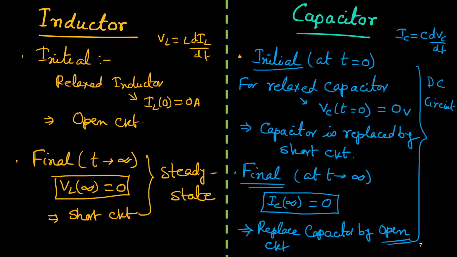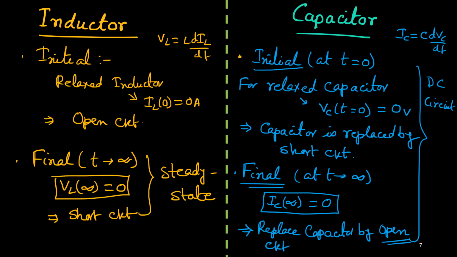Right? Now with this concept only, we'll try to solve those problems. Very simple. This is a very simple concept. I told you that. So briefly, I can say the relaxed capacitor initially behaves as a short circuit, and finally it will behave as an open circuit because it is fully charged. There is no current to the capacitor.